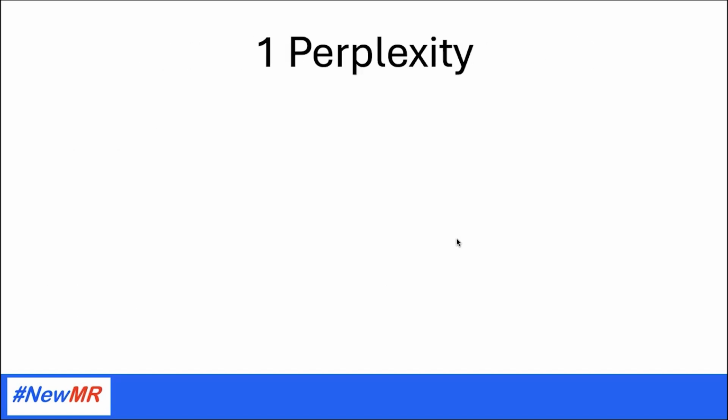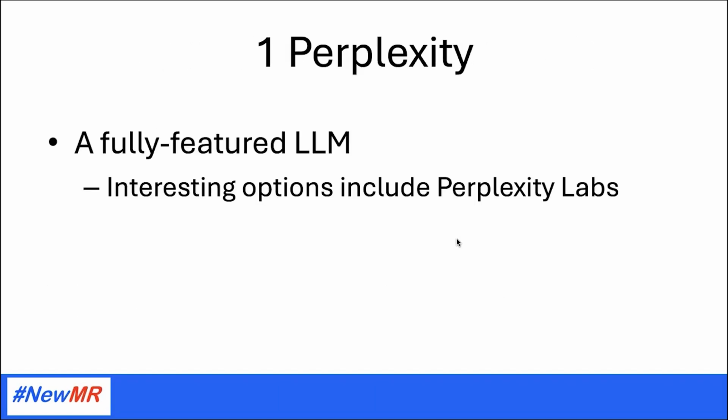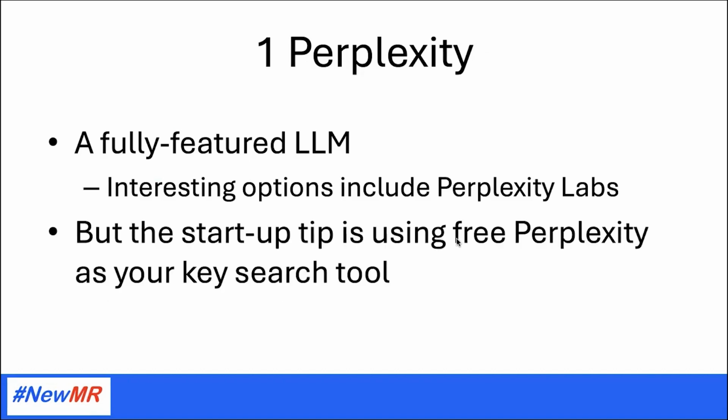The first one I want to talk about is Perplexity. Perplexity is a fully featured large language model. If you go for Perplexity Labs, there are some really quite advanced, interesting options that you might want to look at. But I'm going to be talking about using the free Perplexity and using it as your key search tool. I've almost completely stopped, and lots of people that I talk to have almost completely stopped, using Google. We're using Perplexity as our search tool of choice.